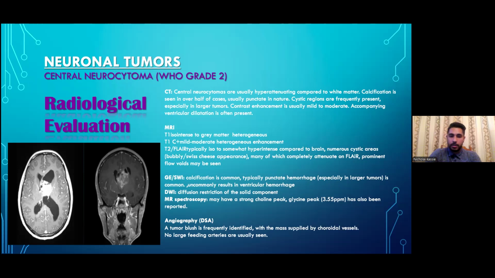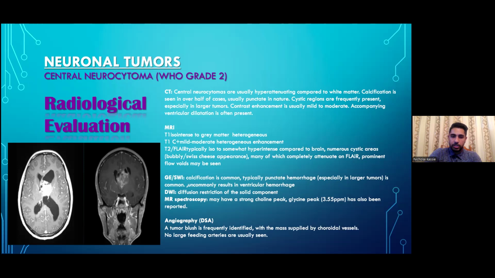In terms of MRI, on T1, it can be isointense to the gray matter and heterogeneous. On T1 C plus, mild to moderate heterogeneous enhancement might be seen. T2, as well as FLAIR, is typically iso to somewhat hyperintense compared to the brain parenchyma. Numerous cystic areas give a bubbly appearance or Swiss cheese appearance, many of which completely attenuate on the FLAIR. Prominent flow voids may be seen.